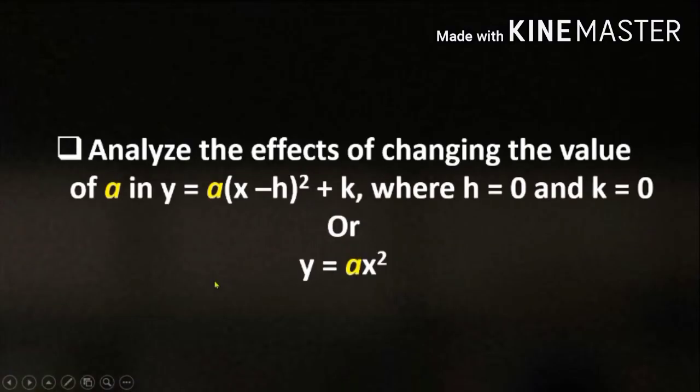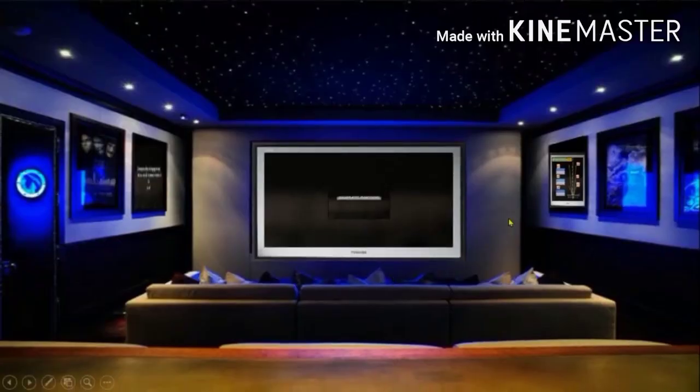The focus of our discussion is to analyze the effects of changing the value of a in y equals a times the square of the difference of x and h, plus k, where h is equal to 0 and k equals 0. Or simply, to analyze the effect of changing the value of a in the quadratic function y equals ax squared. Now, let's look at some examples.